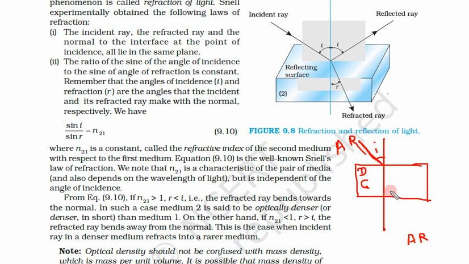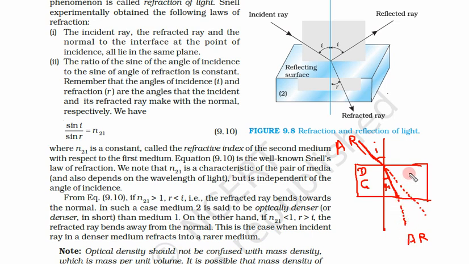If it is entering into glass, then what happened? This is the normal. So it was its usual path on which it was going. So it will bend towards the normal in denser medium. So now it has bent. So this angle has been reduced. This was previously I, now it is R. It has been reduced.